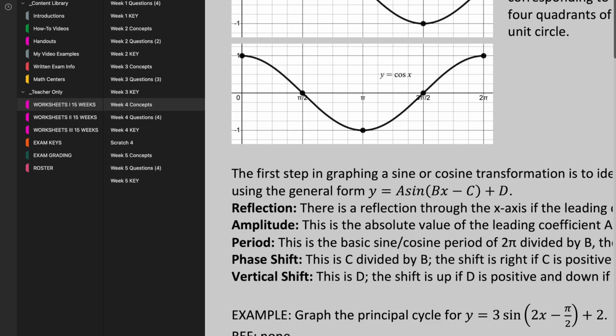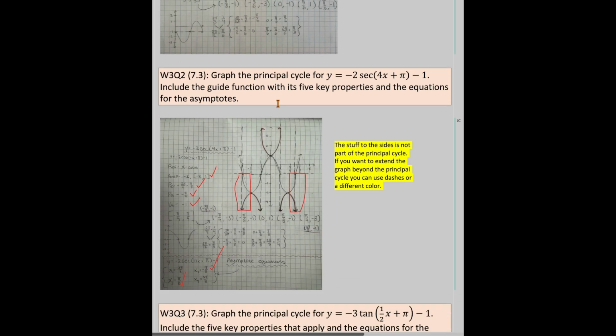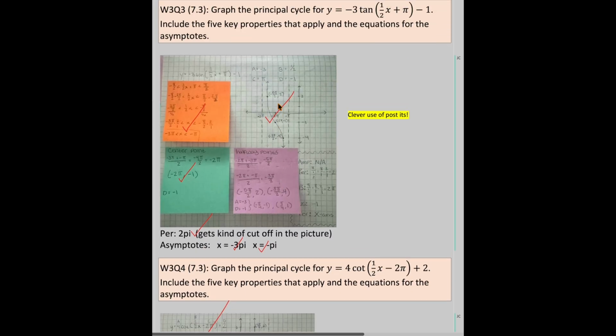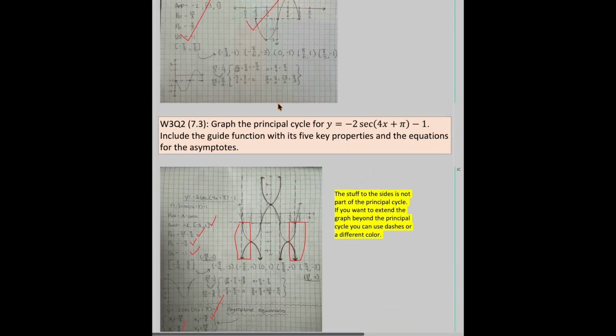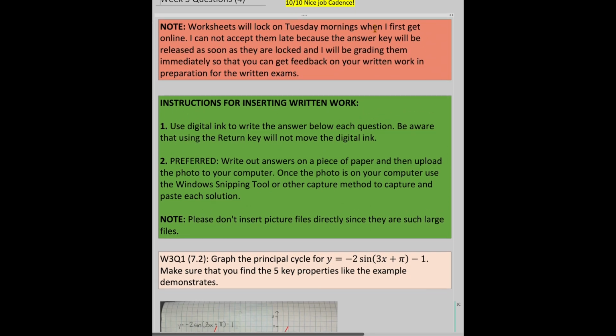And so what I recommend is paper and pencil, upload the image of your entire page of work to your computer, and then use the Windows snipping tool to snip each piece, and then you can just paste it right into each of the different locations. I think that's probably the easiest way to do this. Using the digital ink can be a little complicated, so that is my recommendation.